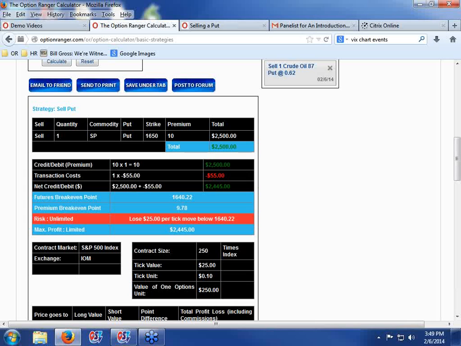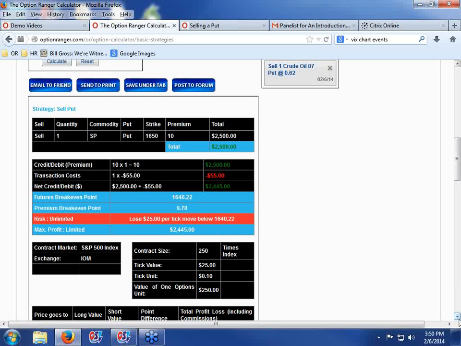You can offset this position anytime. You can put this position on any time as prices fluctuate. Your break-even on premium is going to be 9.78. Your risk, again, as I said, this is a margin trade, so it's going to be $25 per tick intrinsically, either under that 1640.22 at expiration, or 25 per tick intrinsically above the premium that you collected of 9.78.